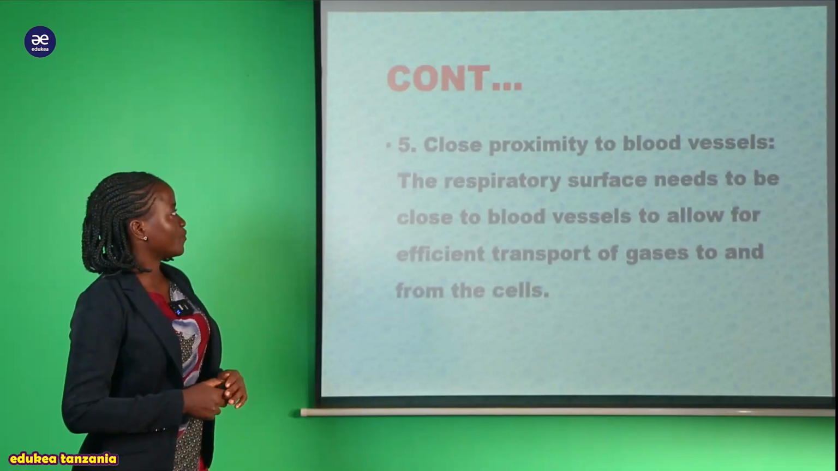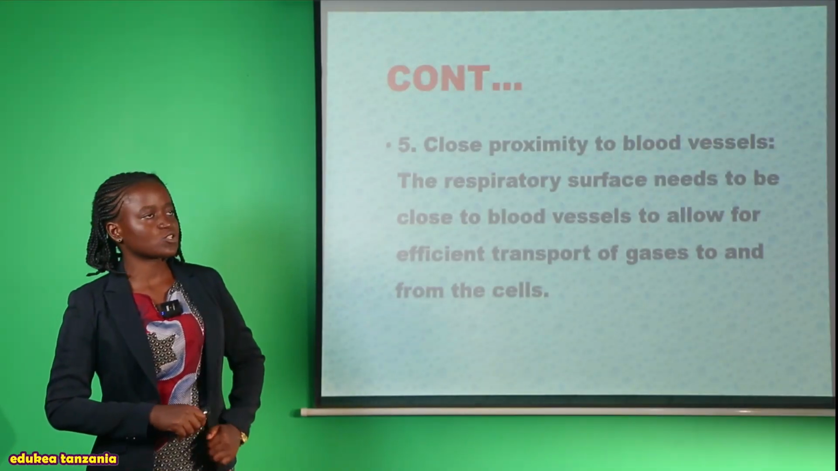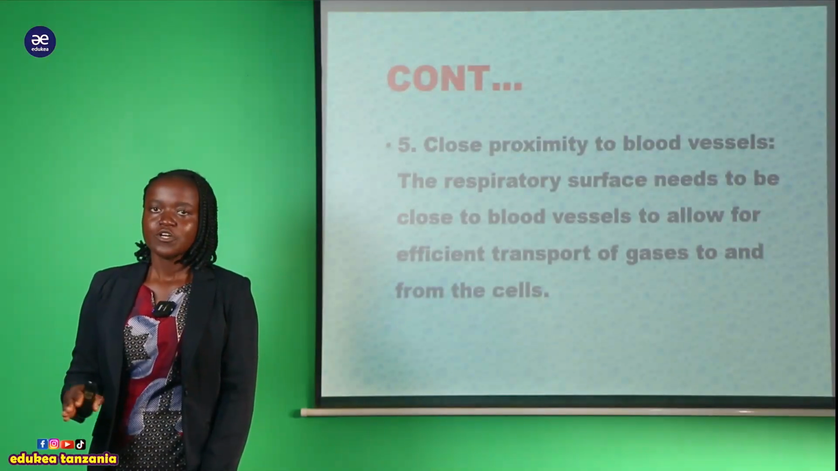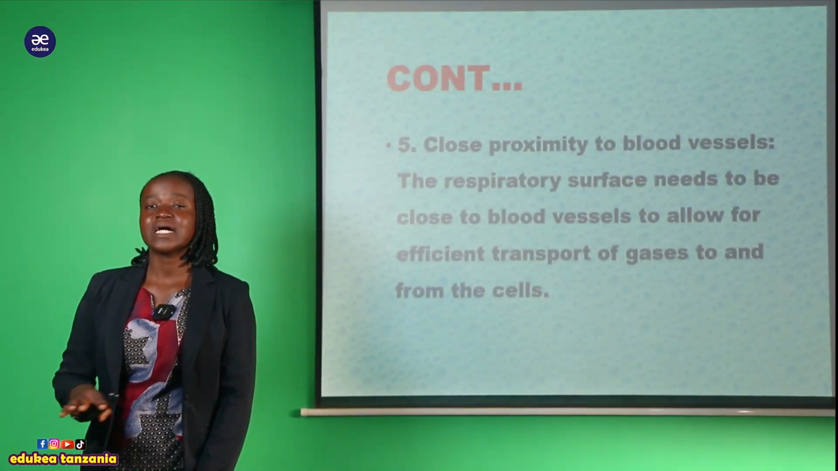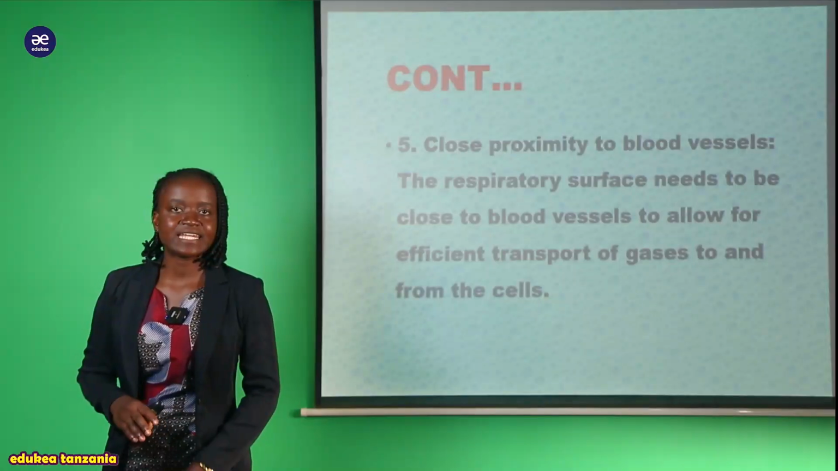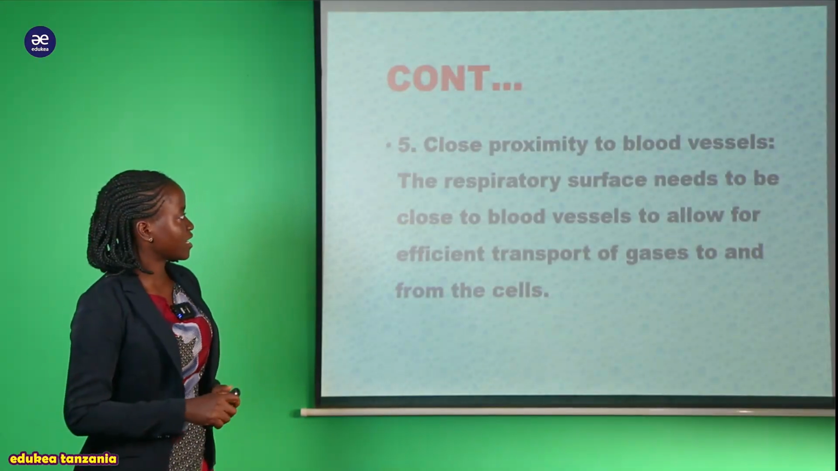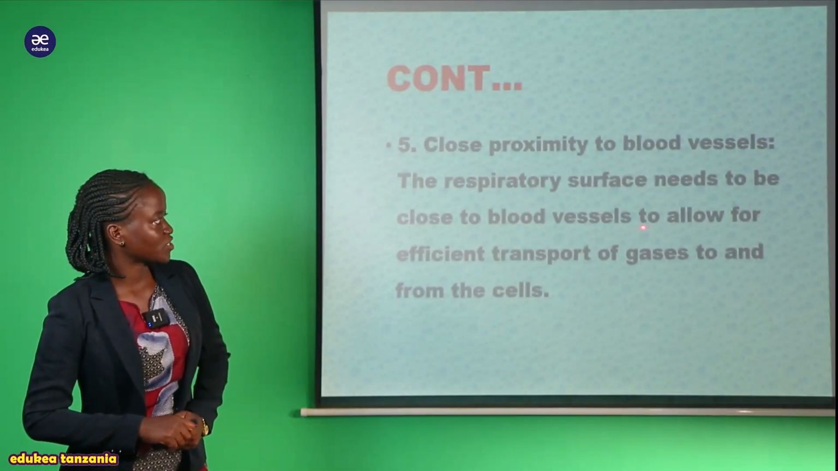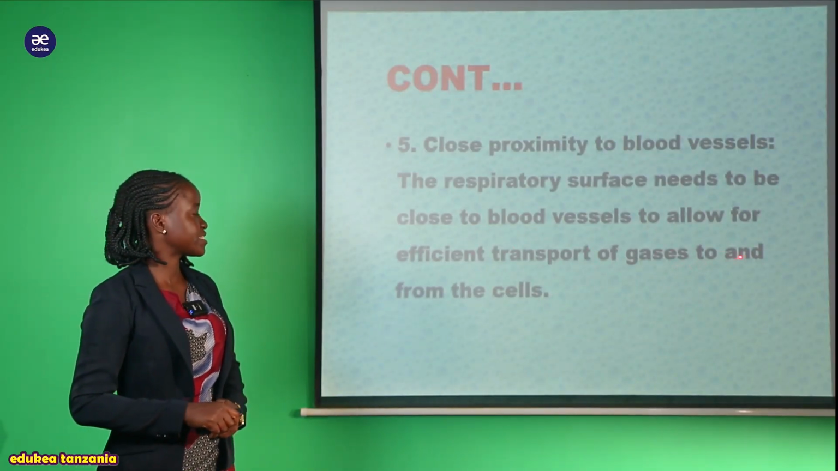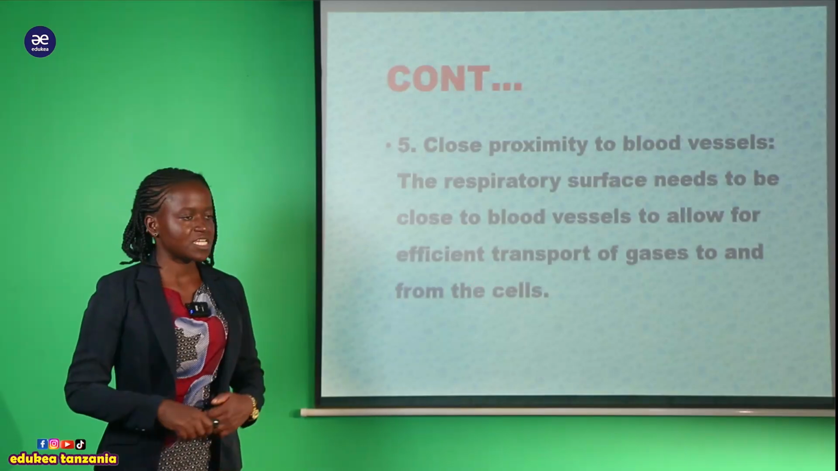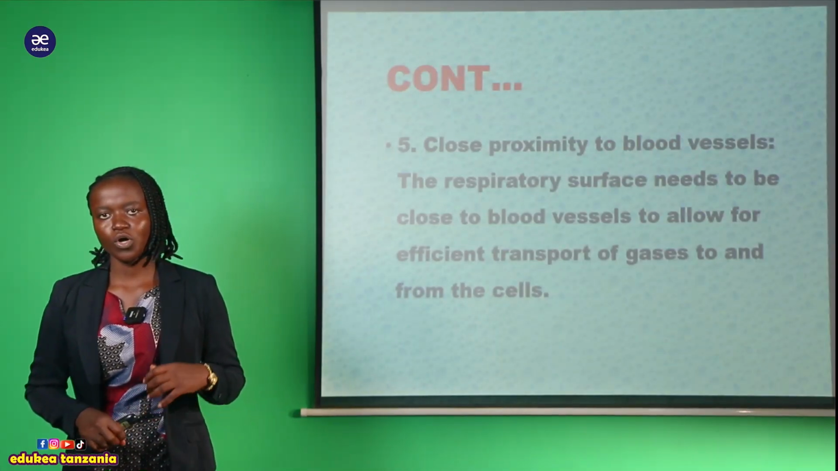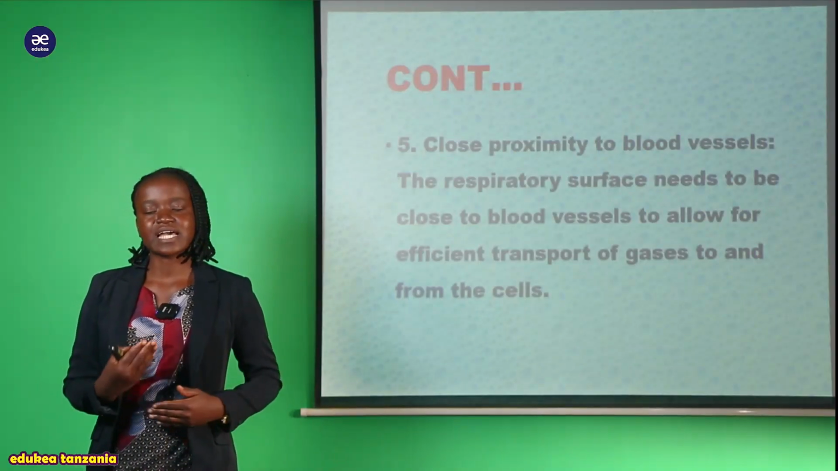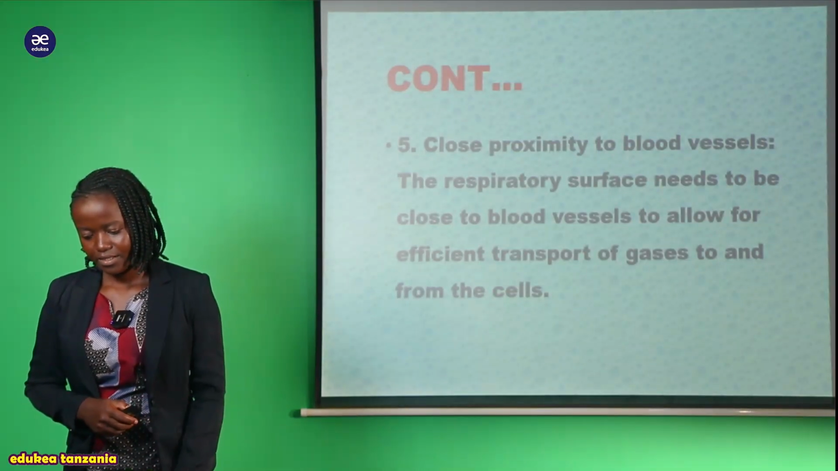Another feature which is called the close proximity to the blood vessels. Inatakiwa any respiratory surface should be supplied with a maximum amount of blood vessels. So now you can see that the respiratory surface needs to be close to the blood vessels to allow the efficient transport of a gas to and from the cell. Kwa hile transportation of a gas kutoka na kuingia iwe rahisi zaidi ndani ya cell.